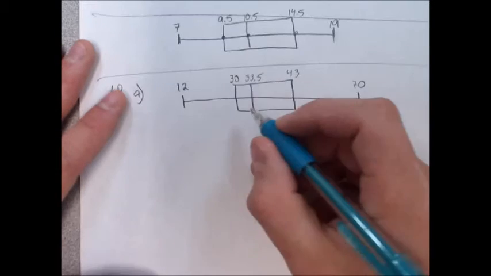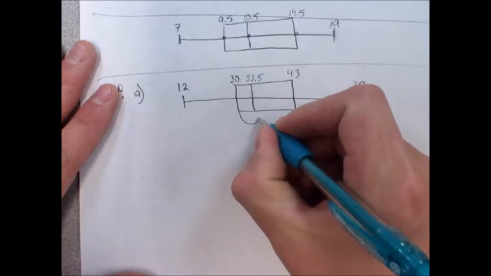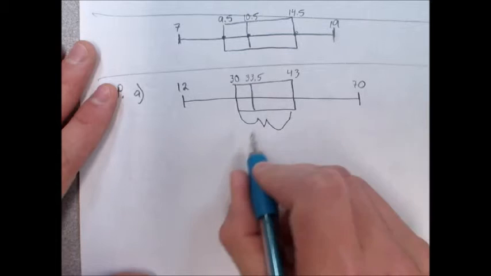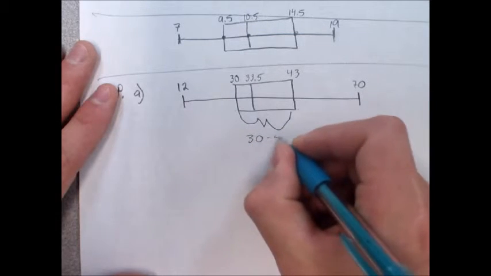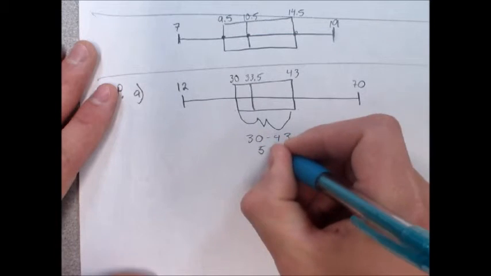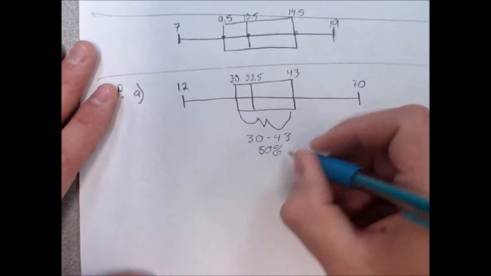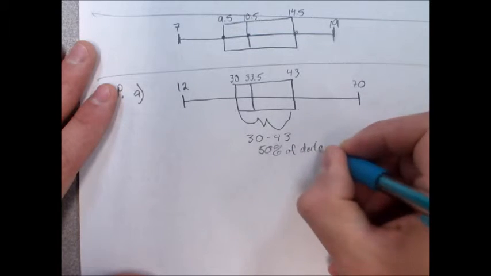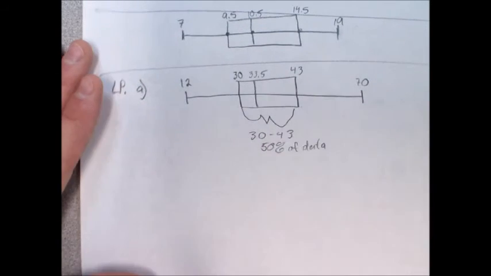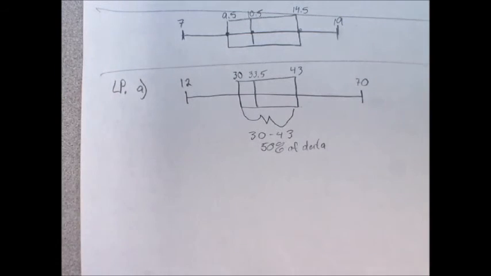Now there's a little bit of information that you need to know. The stuff inside of this box, from 30 to 43, has 50% of our data. Okay? It has 50% of the data in between where the box is. That's really everything you need to know for this lab. Okay? Any questions?